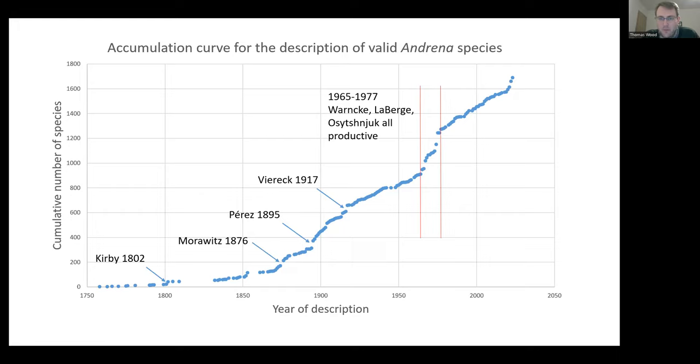And then descriptions have basically continued at a fairly steady rate until recently, when there's been a little bit of an uptick in the last couple of years. So we're nowhere near finished with the description of Andrena.